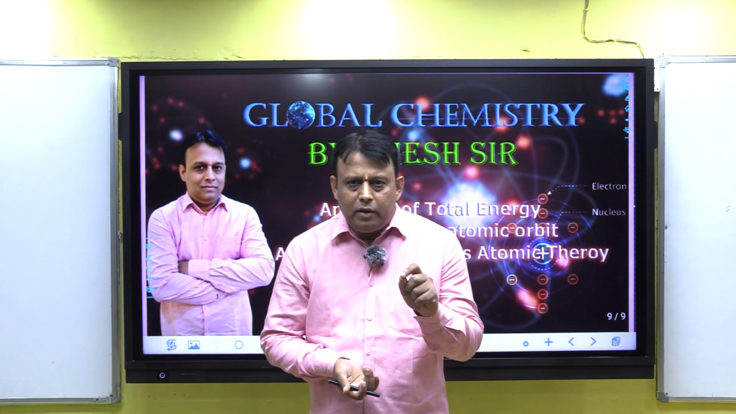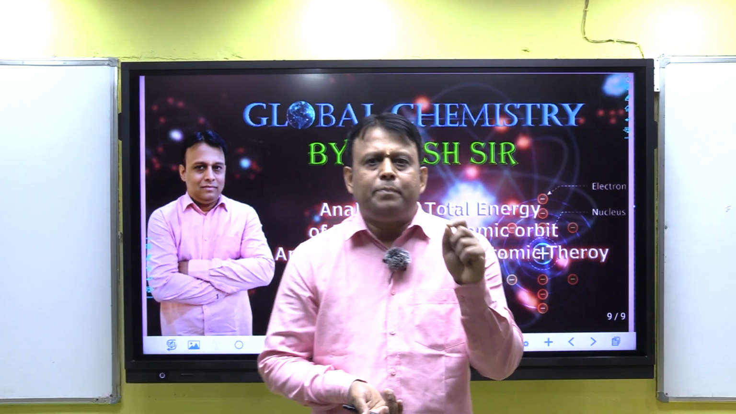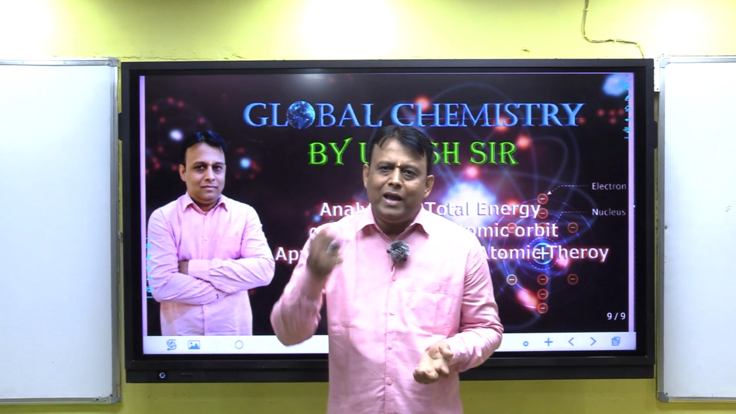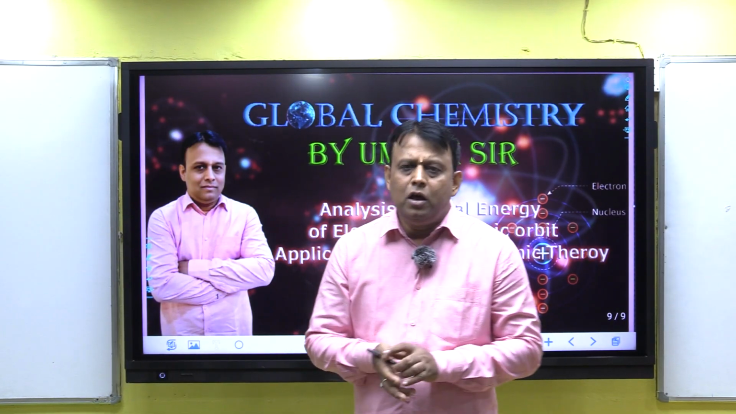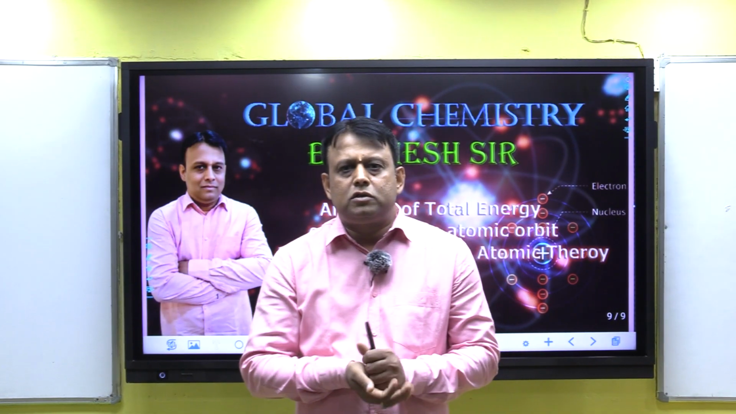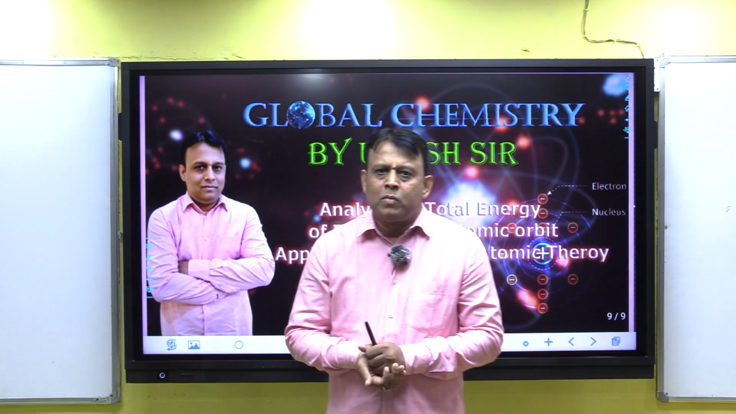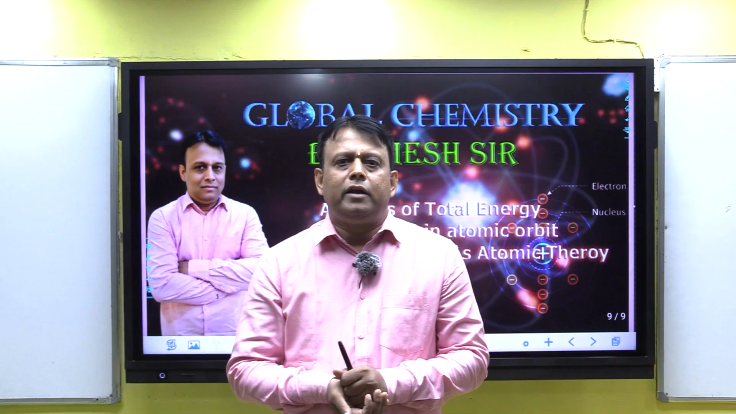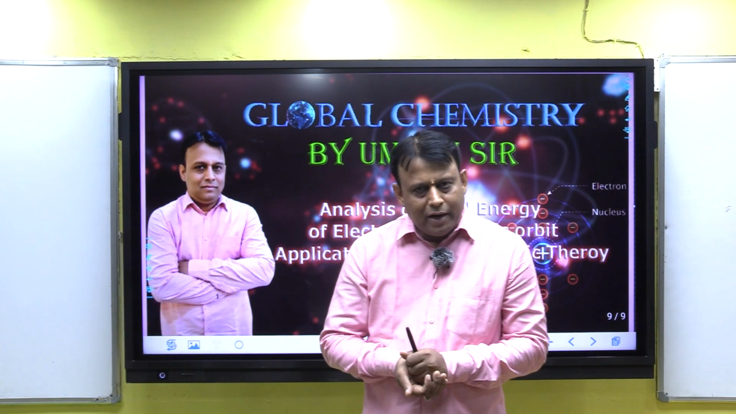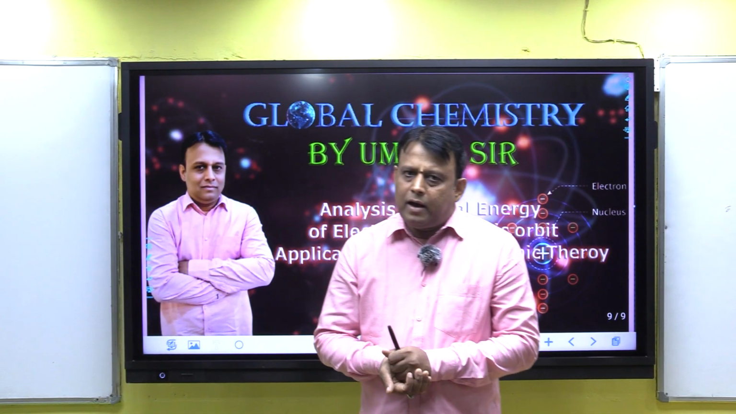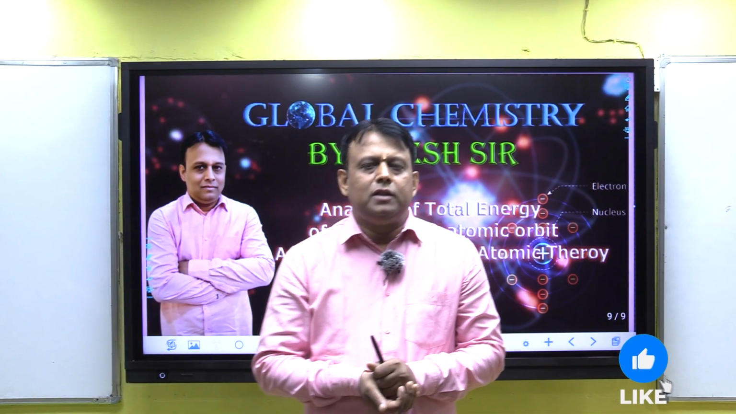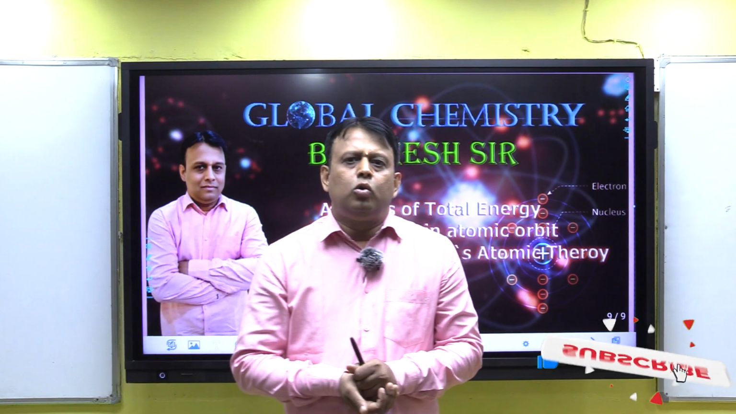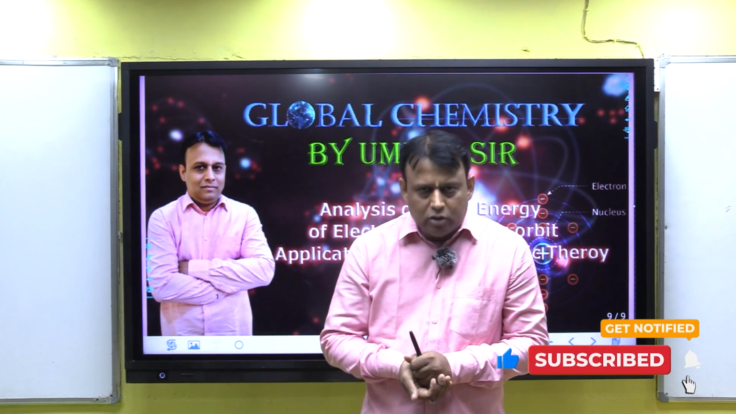In atomic orbit, there are two types of energy possessed by electron. One is potential. Why electron possess potential energy? Due to attractive force towards nucleus. And why electron possess kinetic energy? It is due to motion of electron. In this lecture, I will discuss total energy of electron.